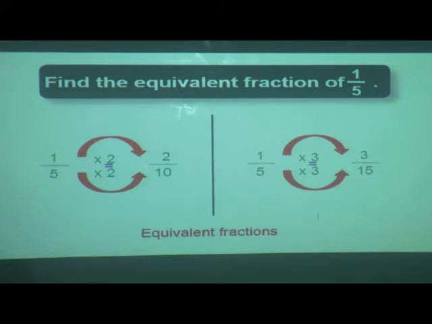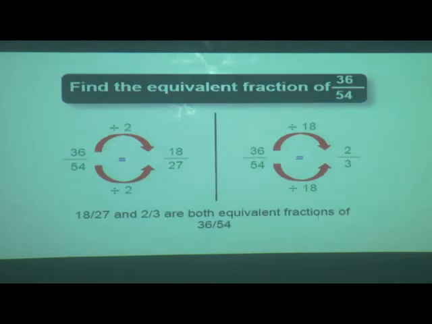Can you guess what will be the next fraction? Yes, you are right, my dear student, because when you multiply by 4 you will get 4 1s are 4 and 4 5s are 20. So the next fraction will be what? 4 upon 20. I think everyone understood the meaning of an equivalent fraction. Now we will see with the next slide.